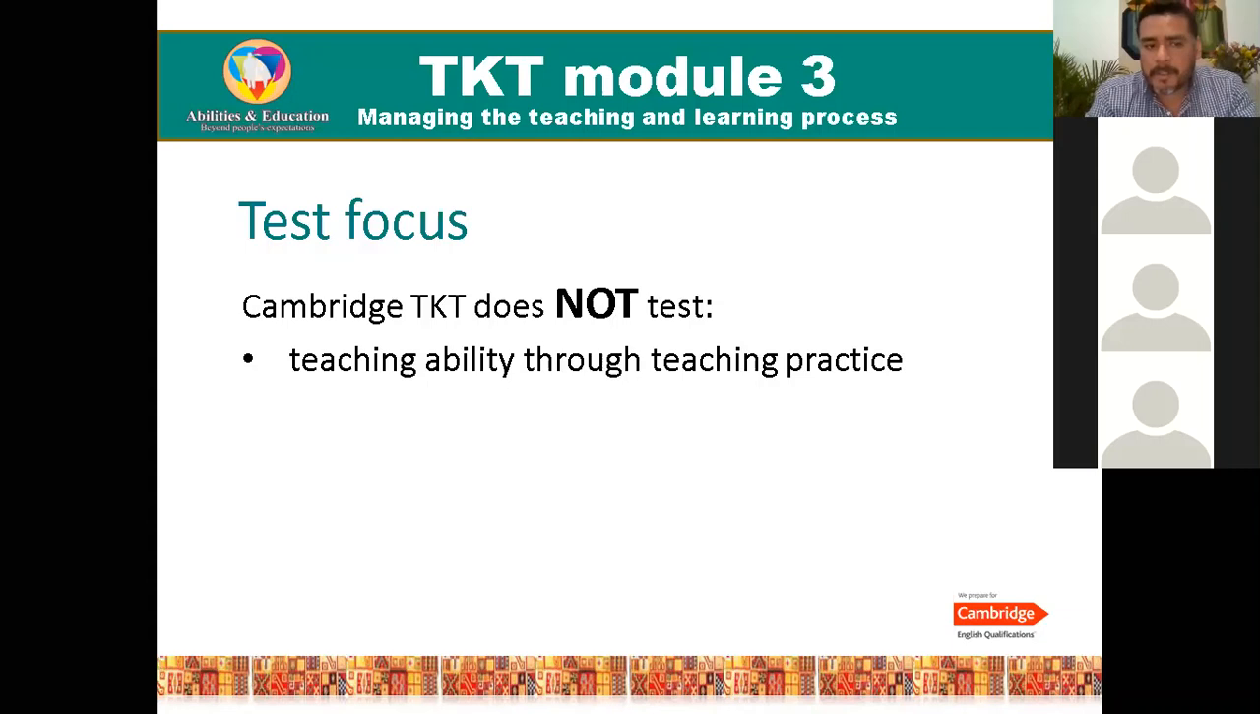Cambridge TKT does not test language proficiency. So there is no speaking in this exam. Nobody's going to ask you to speak. There is no listening in this exam. It is a teaching test. So all the questions have to do with teaching practices, with the job, with the work we do inside the classroom. Okay, so it is not testing language proficiency.